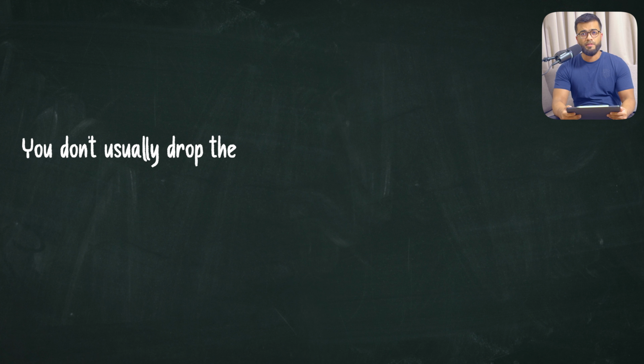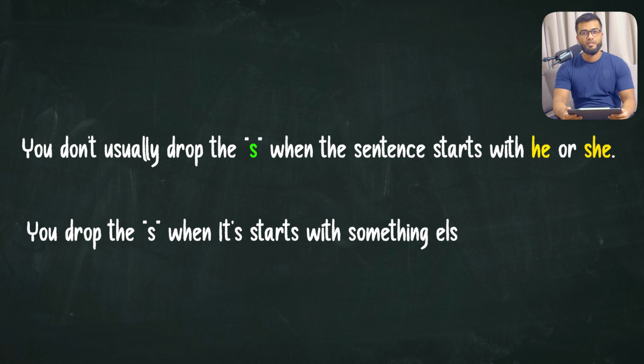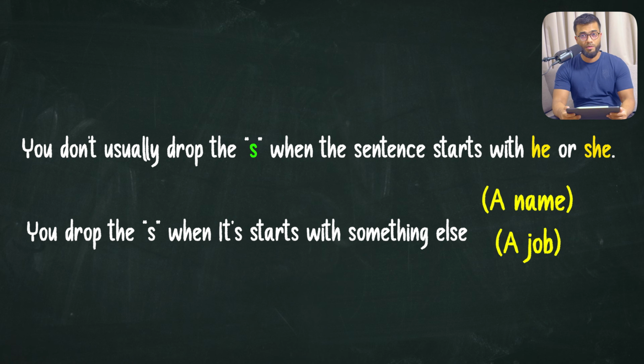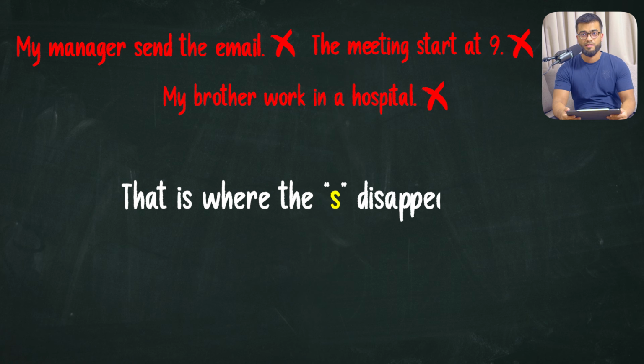Now the most important part of the video. Here's the real problem. You don't usually drop the S when the sentence starts with he or she. The word is right there. You can see it. You drop the S when it starts with something else. A name, a job, a thing. For example, my manager sent the email. The meeting start at 9. My brother work in a hospital. All of these three sentences are incorrect because that is where the S disappears.